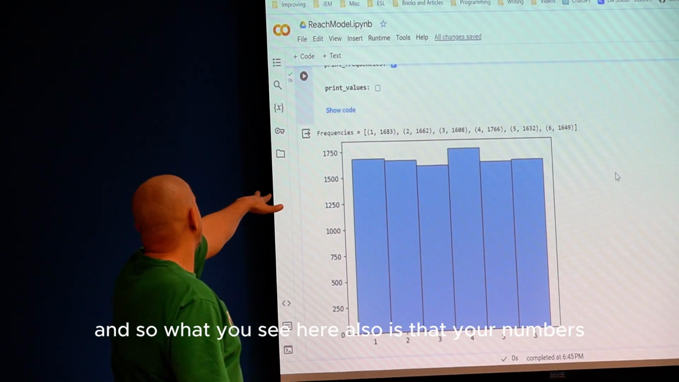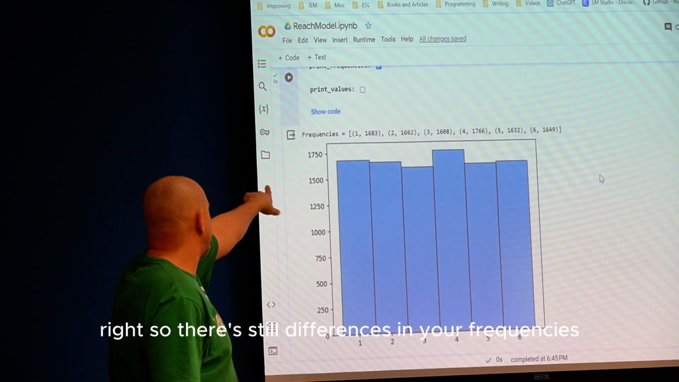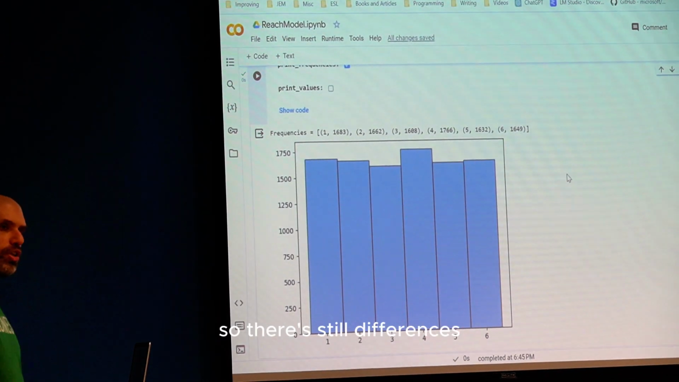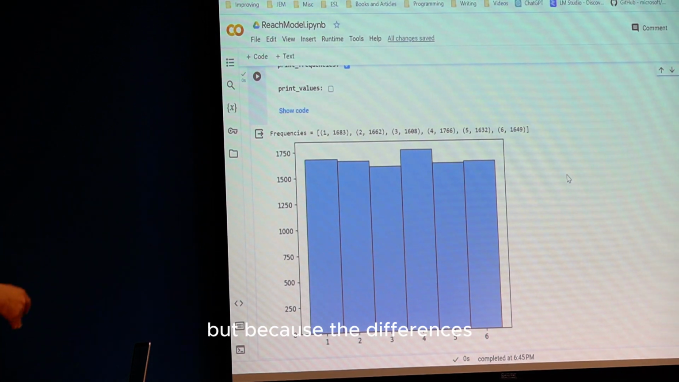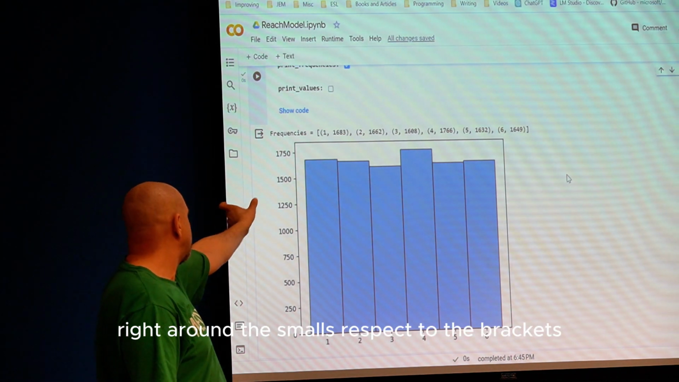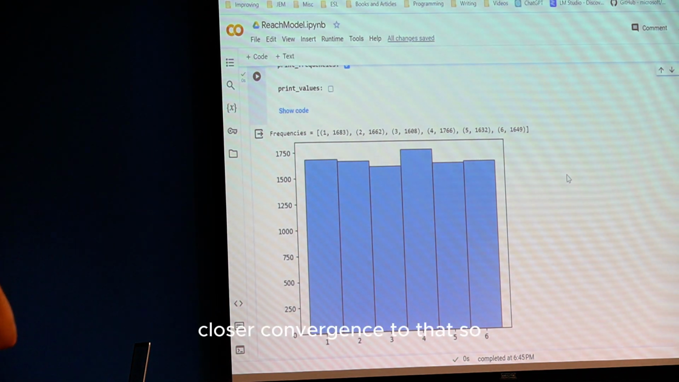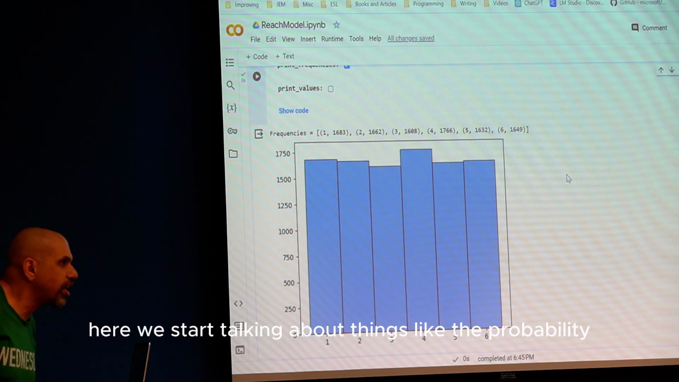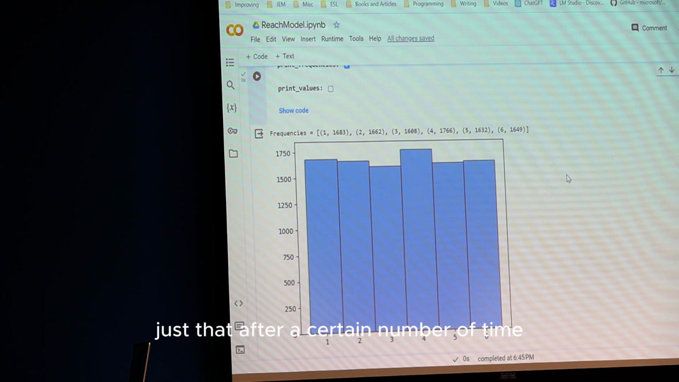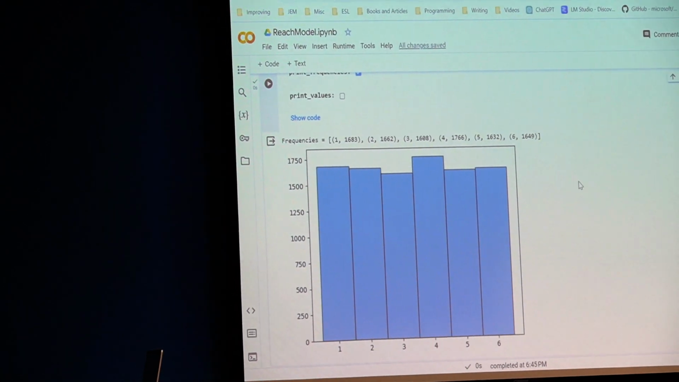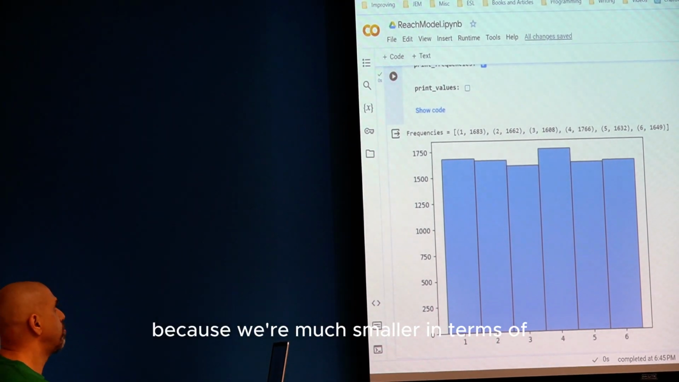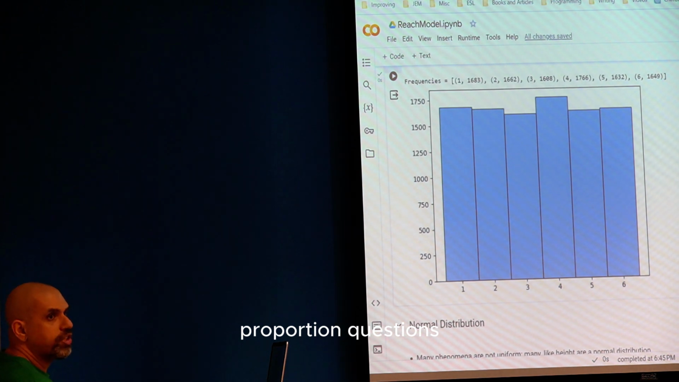And so what you see here also is that there are still differences in your frequencies, right? You have 1683 for 1, 1662 for 2. So there are still differences, but because the differences are small with respect to the sample size, you start to see a closer convergence. So when people start talking about the probability of something in the long run, it's not because you run into a string of luck. It's just that after a large enough sample, those fluctuations tend to smooth out because they're much smaller in terms of proportion. Questions?